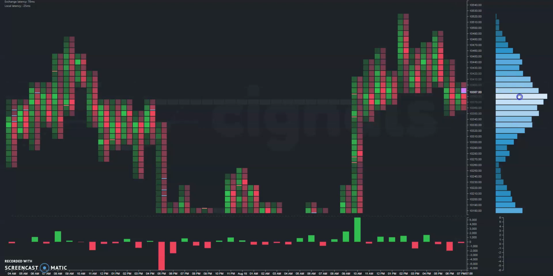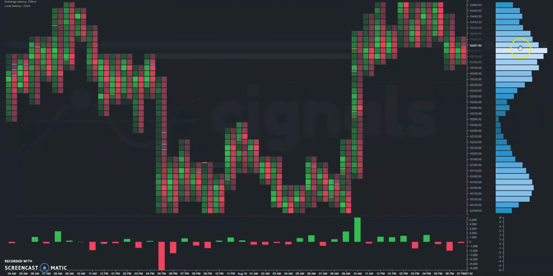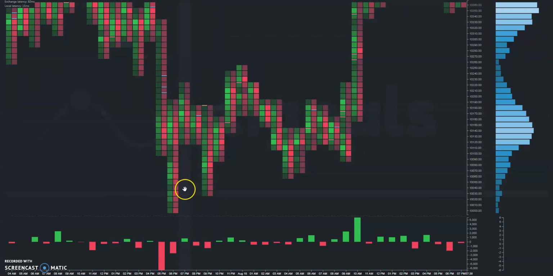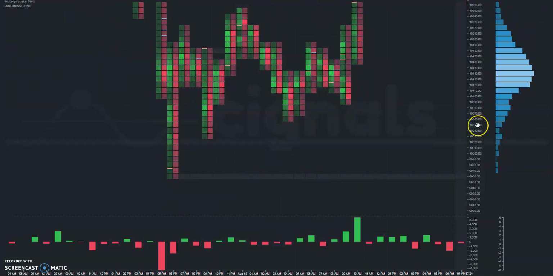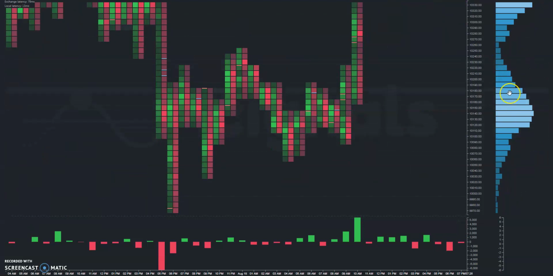So if you look at this, you can see, at the very top we printed that LVN, right? And they brought it way back down here to what is now the point of control in a double distribution, or pretty much like a double distribution. It came down here. It got shorted way down, trying to get under 10K. It got under 10K. Then you got your other LVN, and people got long. We didn't stay too long down here because again, we had this buy imbalance that triggered, and if you watched this on Cignals, you would have seen the absorption, right?